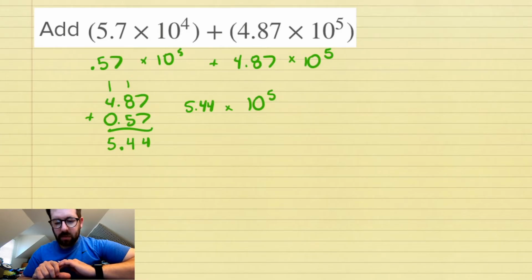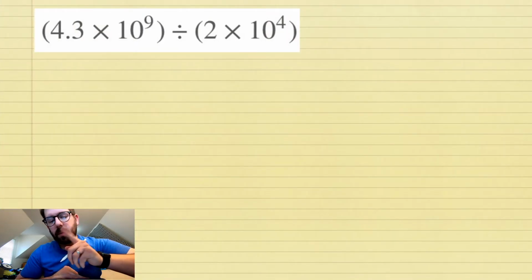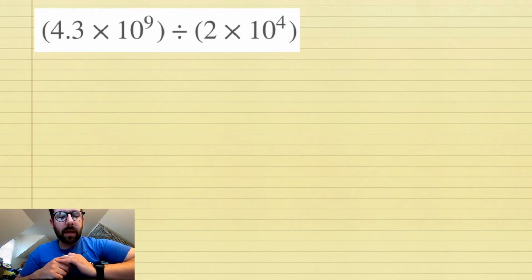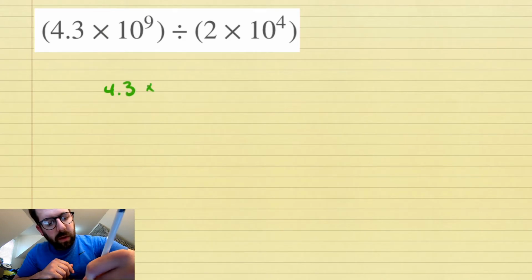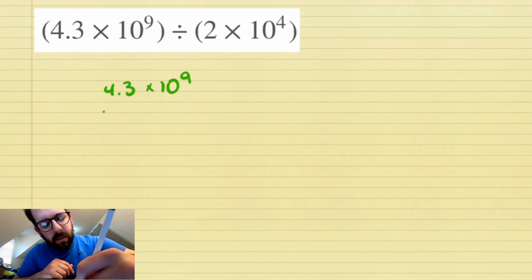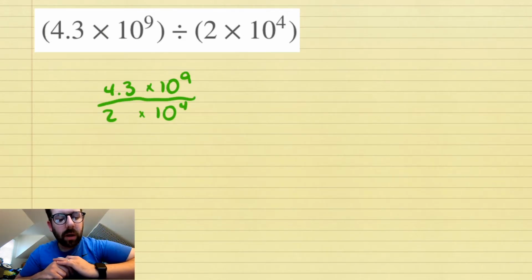Okay, moving on to the next one. Okay, now we're dividing. Now this is one we haven't done yet. Dividing, I'm going to put one number on the top, one number on the bottom, right? So it's like this. 4.3 times 10 to the 9th, 2 times 10 to the 4th, and these are being divided like a fraction bar.